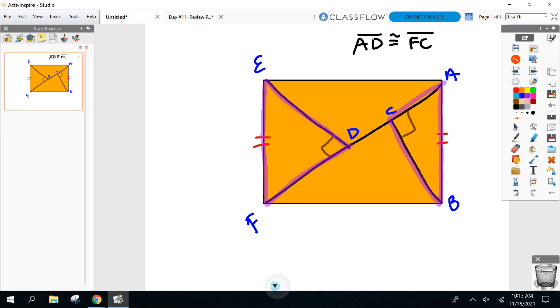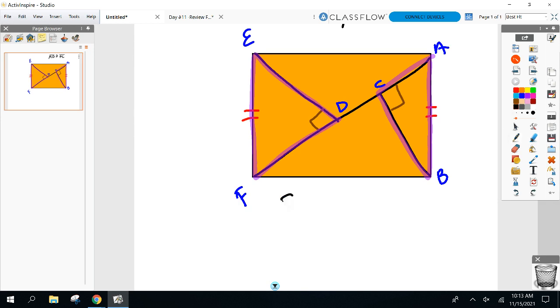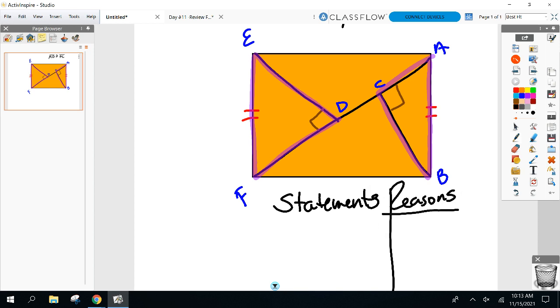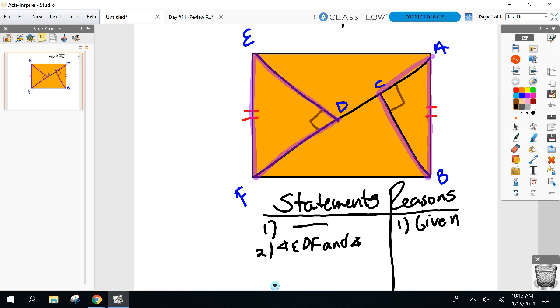All right, so let's real quickly do a makeshift proof here. Statements, reasons. I got all my givens in there. Let's just say you had to say angle EDF and angle ACB are right angles. Reason: perpendicular lines form right angles. Let's say I gave you they were perpendicular.